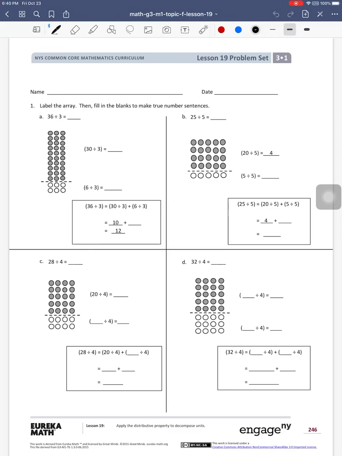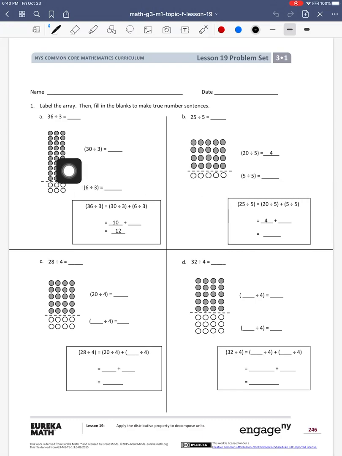It's time to check Module 1, Lesson 19's problem set. Label the array, then fill in the blanks to make true number sentences. So A says 36 divided by 3 equals something, but we're going to use the distributive property to help us solve these. So let's look in the shaded circles.